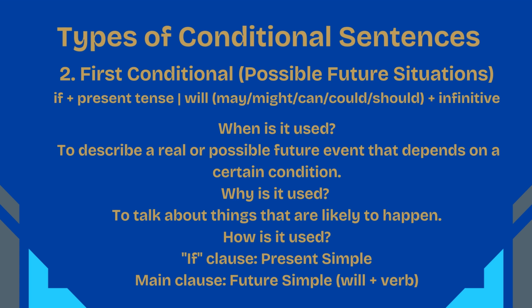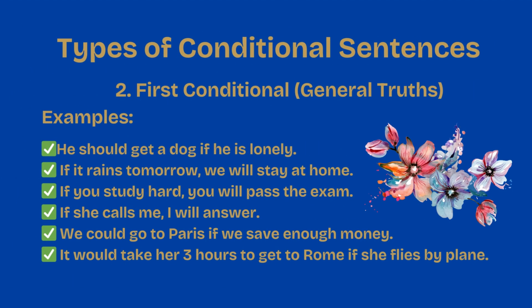How is it used? If clause, present simple. Main clause, future simple. Will plus the verb. Examples. He should get a dog if he is lonely.